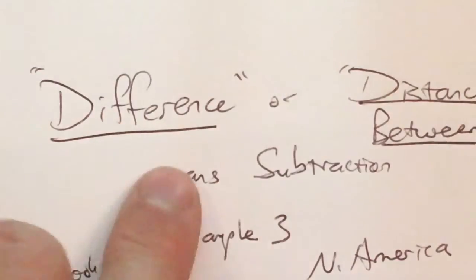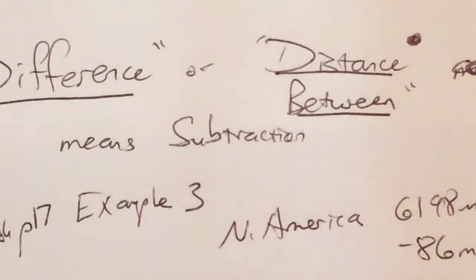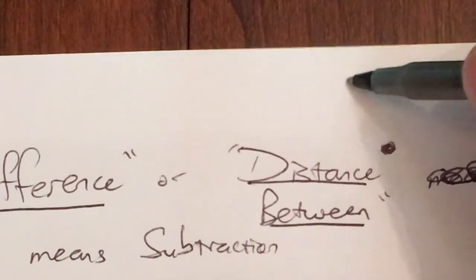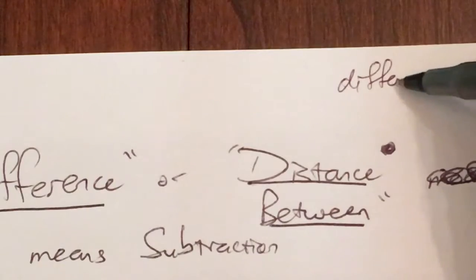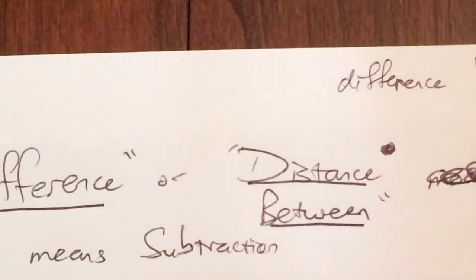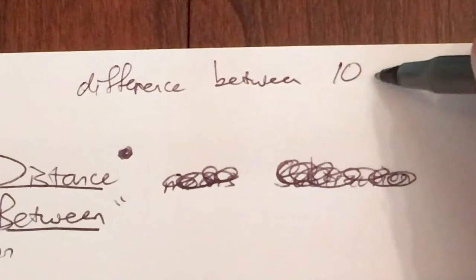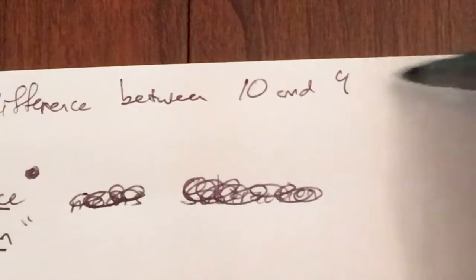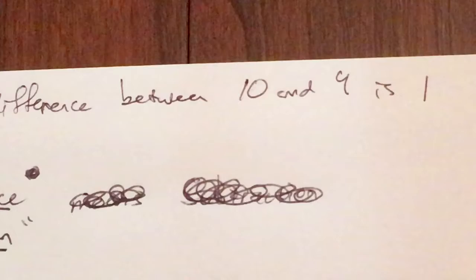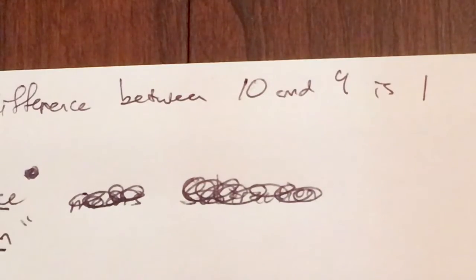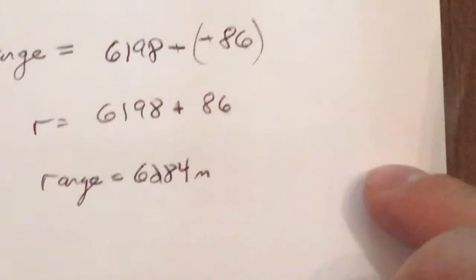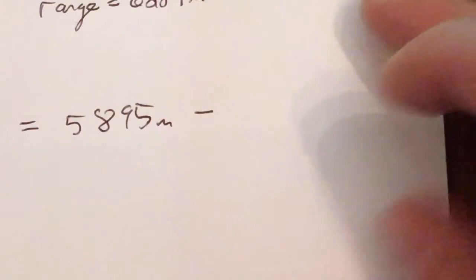The difference between those two, right? Difference means subtraction, right? Difference means subtraction. You guys have always known that. You know, what's the difference? The difference between 10 and 9 is 1, right? The difference between those two numbers is 1. And so difference means subtraction. We've known that for a long, long time. We're going to use now that same concept, but with negative numbers.